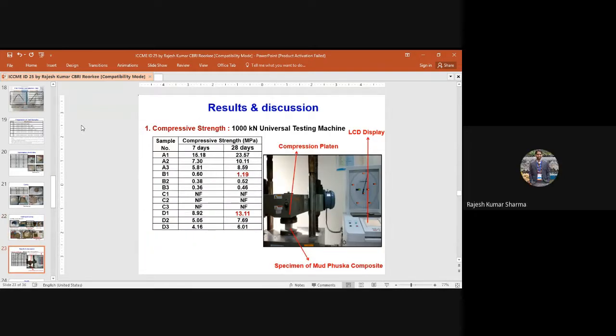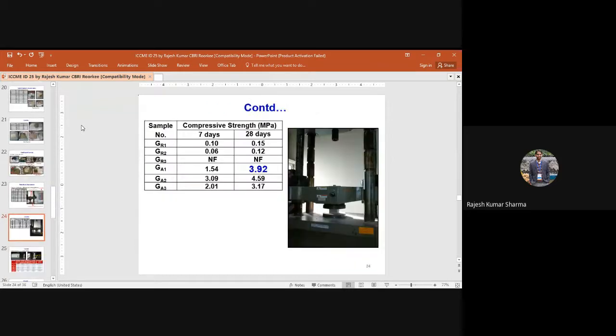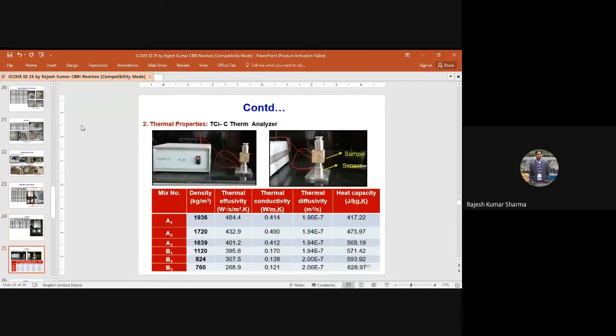Now, the compressive strength of all 24 mixes we have determined, and we have found that for GA mix, in which the crumb rubber was up to 7.5%, wheat straw up to 7.5% of soil, and cement was used as 8% of soil to stabilize that cohesionless soil. So for that mix, the compressive strength was 3.92 MPa.